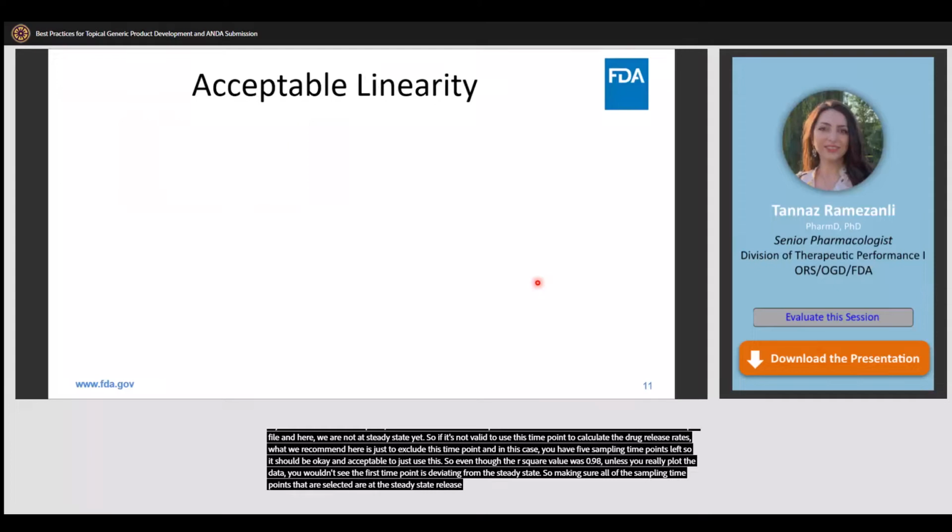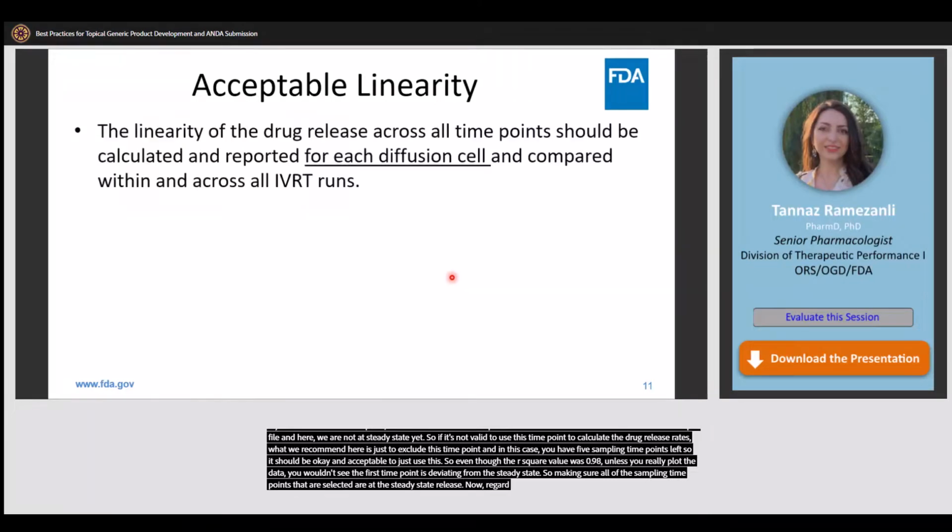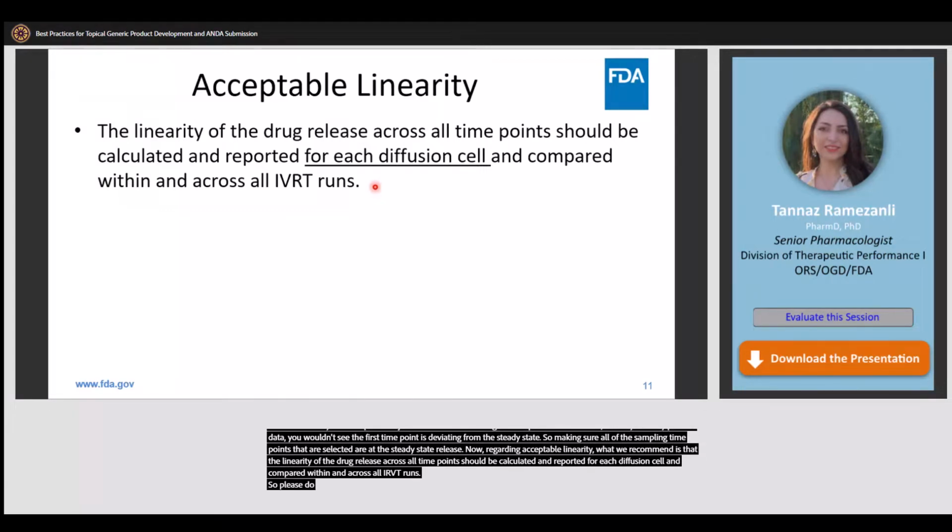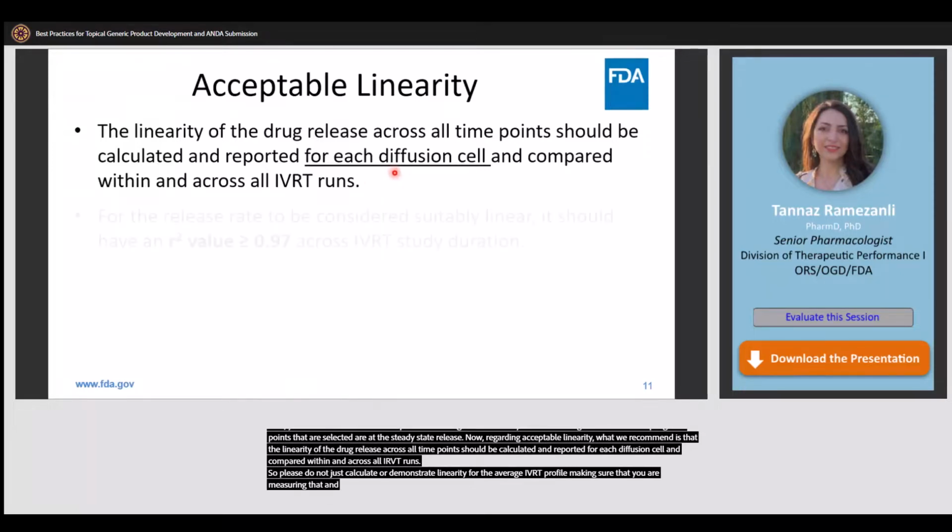Now, regarding acceptable linearity, what we recommend is that the linearity of the drug release across all time points should be calculated and reported for each diffusion cell and compared within and across all IVRT runs. So please do not just calculate or demonstrate linearity for the average IVRT profiles. Make sure that you're measuring that and reporting that for each individual cell release profile.